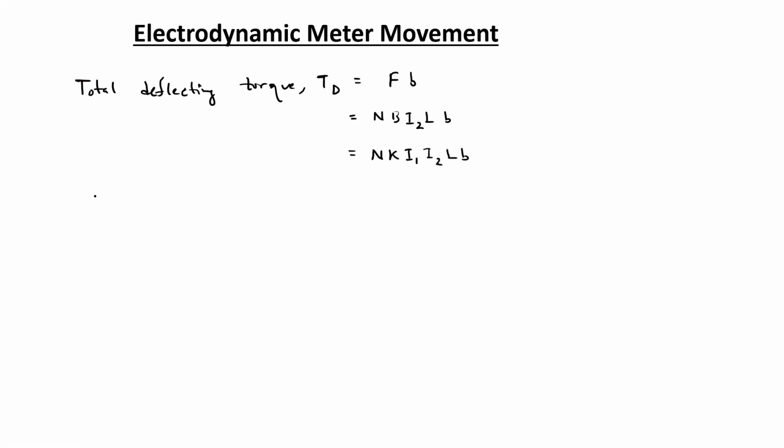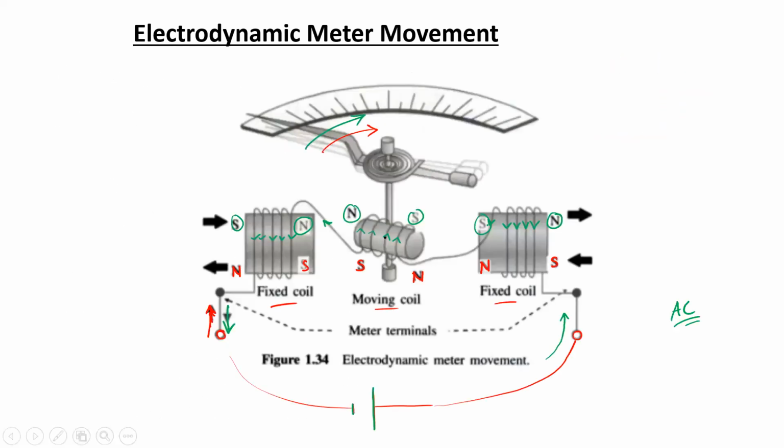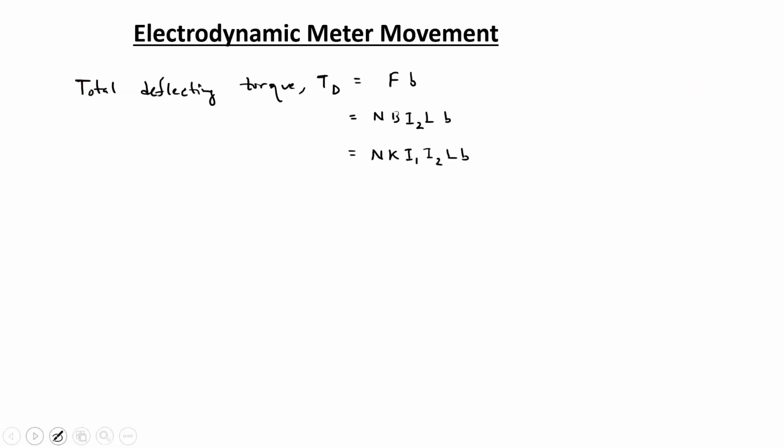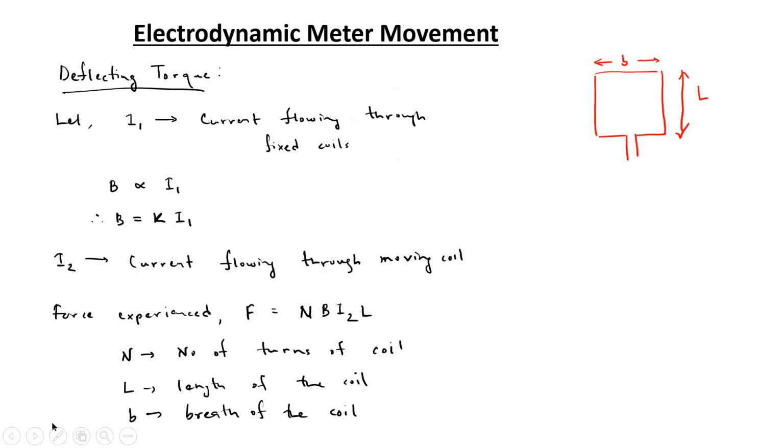Now for this figure which was shown, the current I1 and I2 is the same, the current flowing through the fixed coil and the moving coil. So if we consider that I1 equals I2 equals I, then the deflecting torque can be represented as K N A into I square. So A is the effective area, which is equal to the length multiplied by the breadth of the coil arrangement.